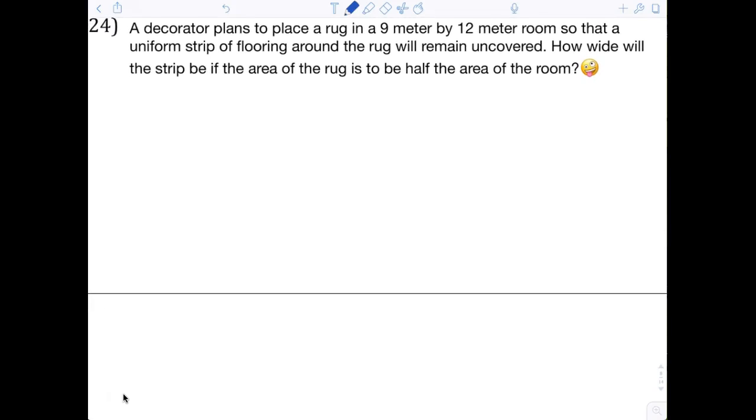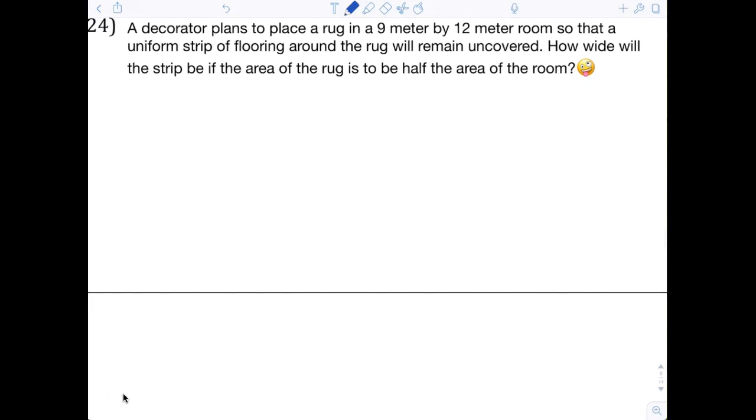Now, 24 is a good one. 24 is considered pretty tricky, so I want everybody to be able to do this. I need you to write things down for me. If you have to, draw a picture. The hardest part is setting it up. So it says, a decorator plans to place a rug in a 9 meter by 12 meter room. So I'm going to draw a 9 meter by 12 meter room.